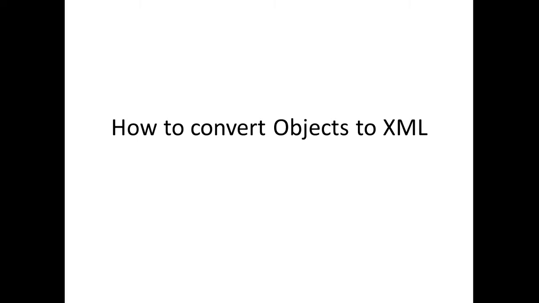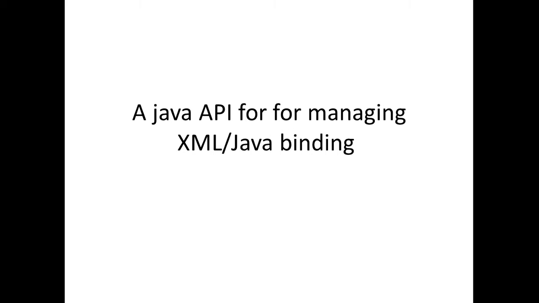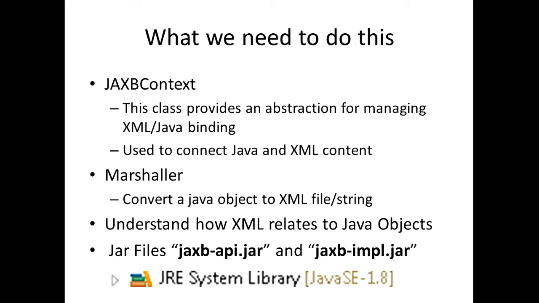So to get started, the first thing we need to talk about is JAXB. Now this stands for Java Architecture for XML Binding, and it's basically an API for managing XML and Java binding. Before we start converting objects to XML, the first thing we need to know are these things that you see below. We need to know about JAXB context. Now this is basically an abstract class that consists of methods that are used for managing XML and Java binding.